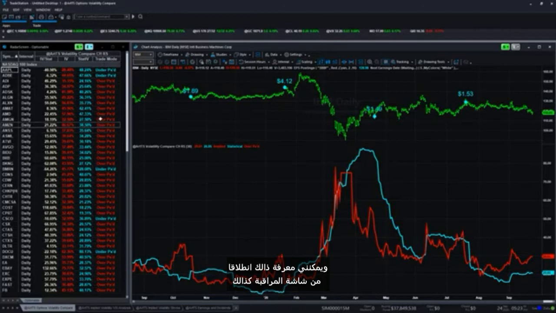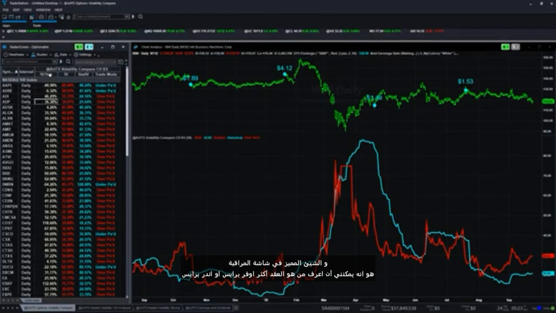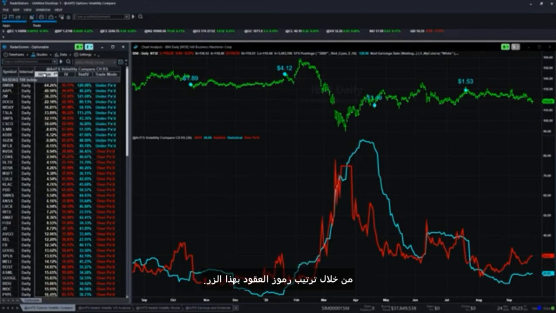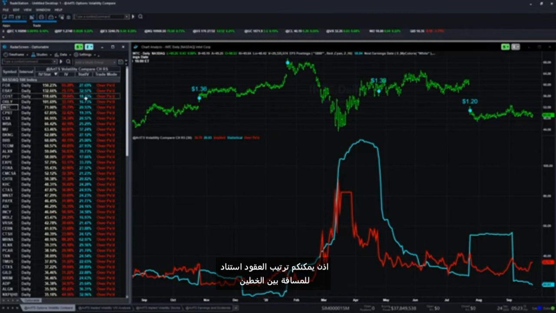And I can also see that in Radar Screen. So what's cool about Radar Screen is I can sort by the ratio between these two symbols. So I can see which symbol is the most underpriced or overpriced by just sorting by that. So here, for example, Intel. You can see that that's a pretty big gap there, that's a 71% gap. The implied volatility is that much higher than the statistical volatility. So you can sort by any of these values.